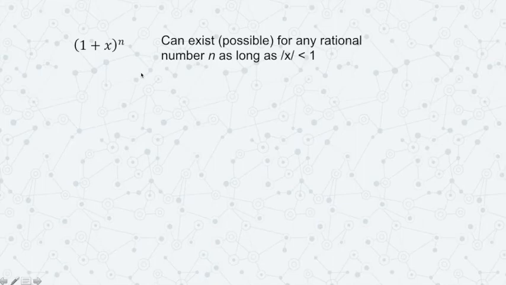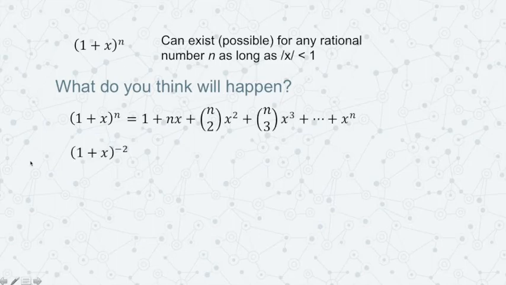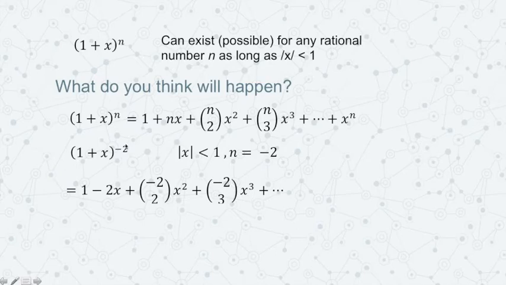Now let's take a look at a particular example. What do you think will happen? Of course, we're going to use again the formula. So let's try to expand 1 plus x to the power of negative 2. So this will be equal to 1, and then 1 again. Then n is negative 2, so this is minus 2x.